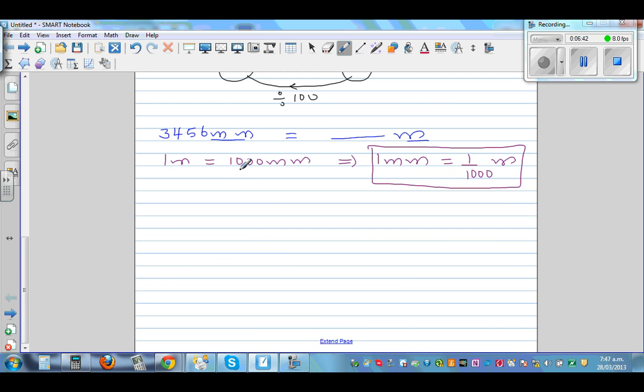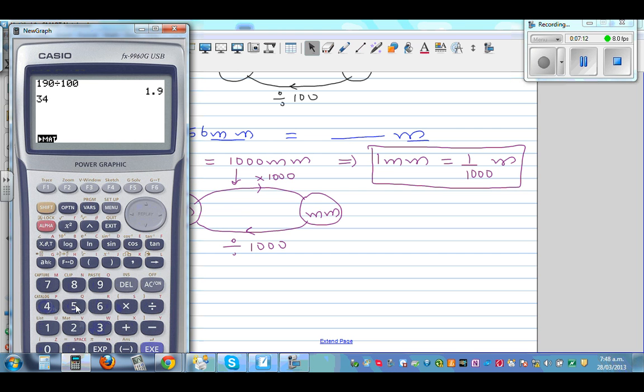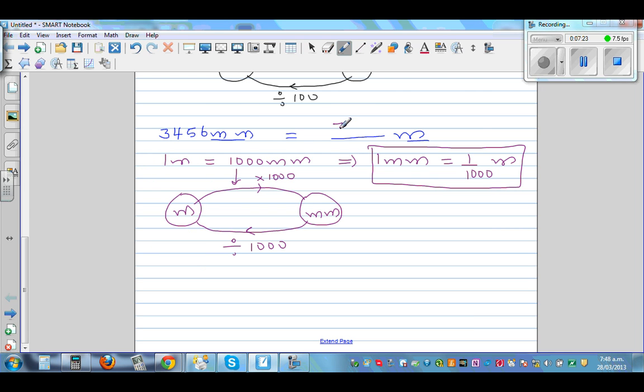So using this, you can make up this. You know this is meter and this is millimeter. 1 meter is 1,000 millimeters. So you have to times this by 1,000. So if you want to go from millimeters to meters, you have to divide by 1,000. So that's the question. You want to change from millimeters to meters. So use the calculator, 3,456 divided by 1,000, which is 3.456. The answer is 3.456 of a meter.